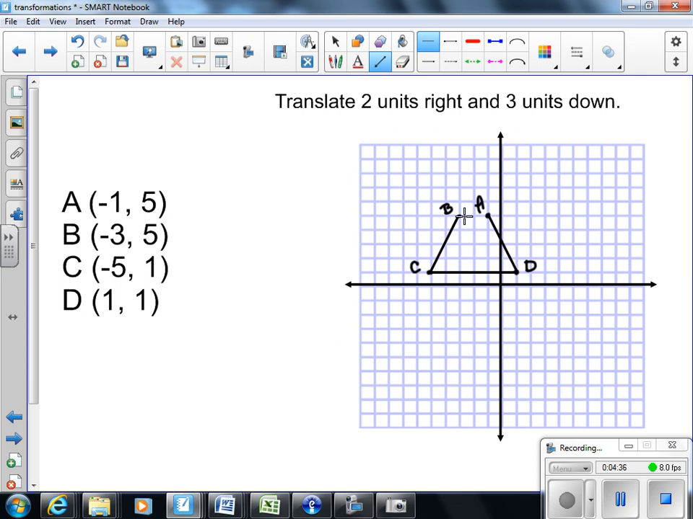Okay, now we're going to translate this figure. We're going to translate this figure by moving it 2 units to the right and 3 units down. So in order to do that, we're going to do it with each ordered pair. So let's start with A. I'm going to move it 2 units to the right and 3 units down. And that's my new A. Okay, B, I'm going to move it 2 units to the right and 3 down. And my new C, 2 units to the right, 3 down. And D, 2 units to the right, 3 down. And then I'm going to connect those. And when I connect them, I will have my new translated figure.